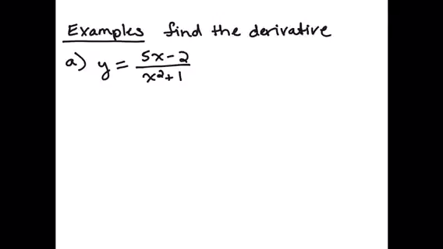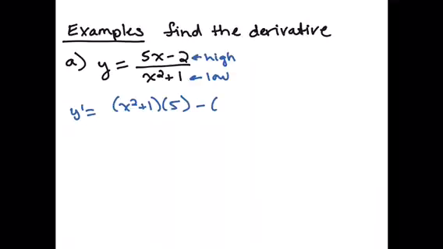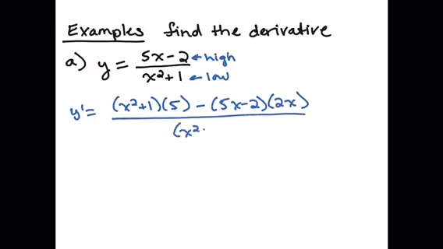So let's apply this. I want to take the derivative of 5x minus 2 over x squared plus 1. So here, this is going to be the high part, and this will be the low part. So my derivative is low d high, which would just be 5, minus high d low, which would be 2x, over low squared.